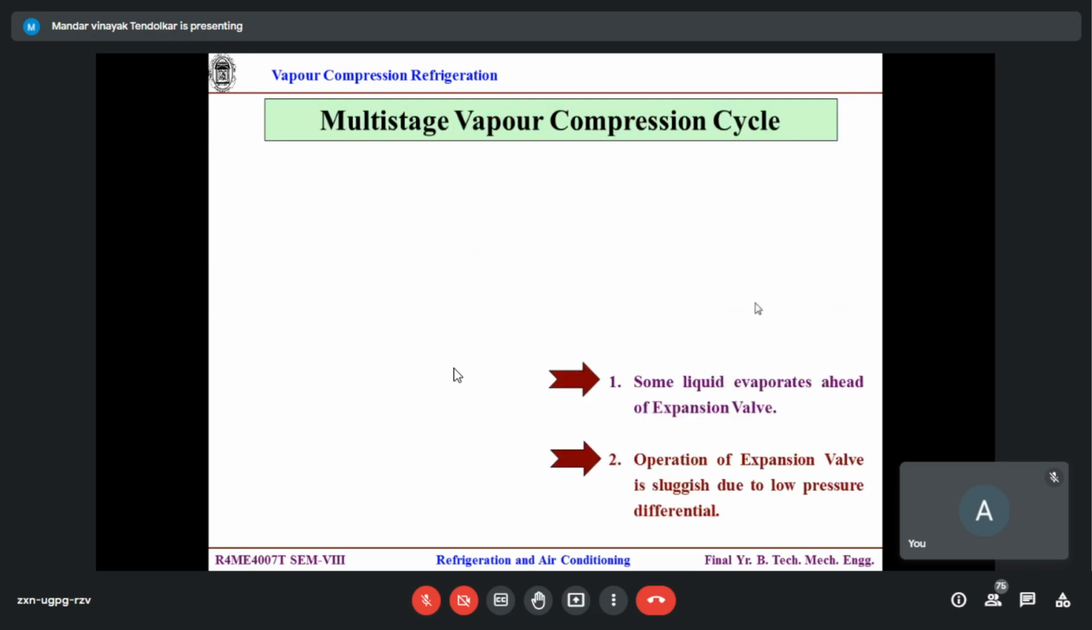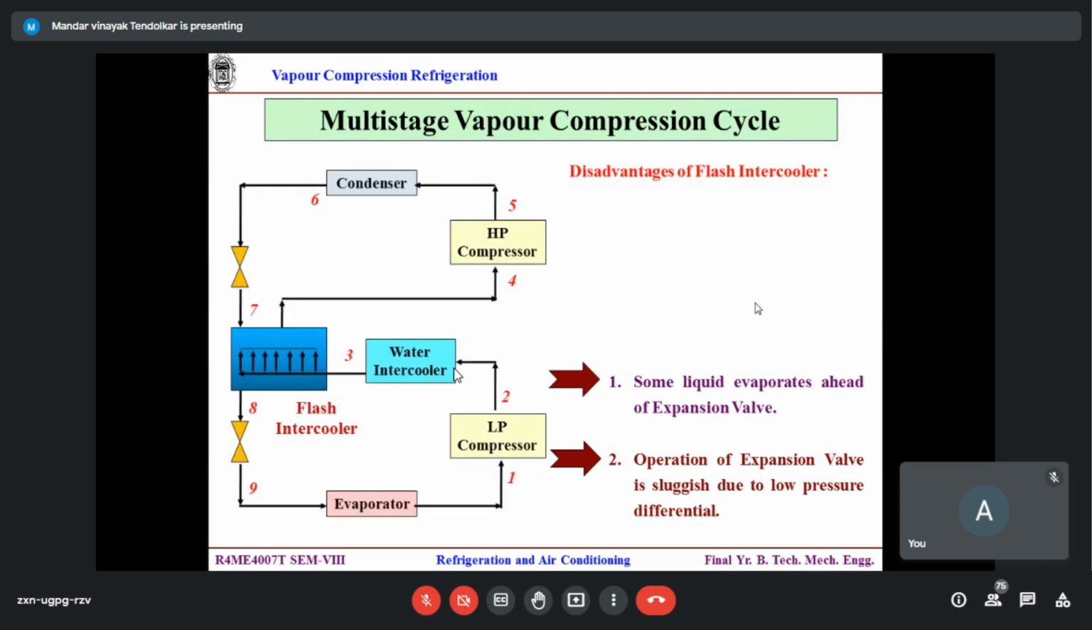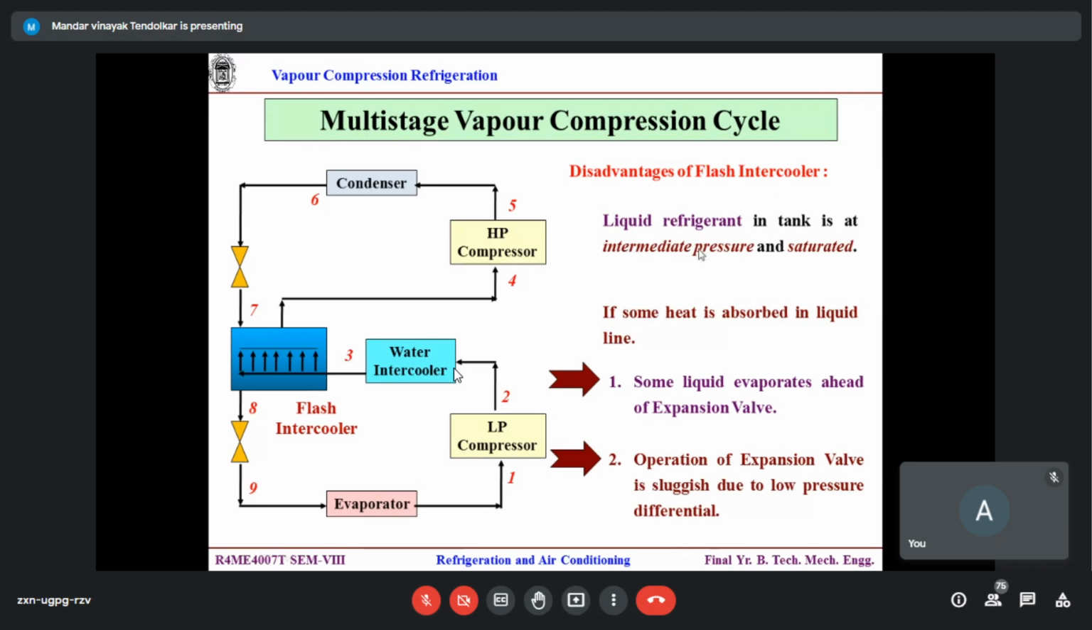Yes sir. Okay. Now, if I use such kind of system, then what are the disadvantages? The liquid refrigerant in the tank here is at some intermediate pressure value, correct? And it is a liquid part, so saturated liquid. We do not offer any subcooling or anything, correct? Now, what happens practically? If some heat is absorbed in this liquid line, then that liquid will not remain saturated. That liquid evaporates, correct? Before the expansion valve itself.